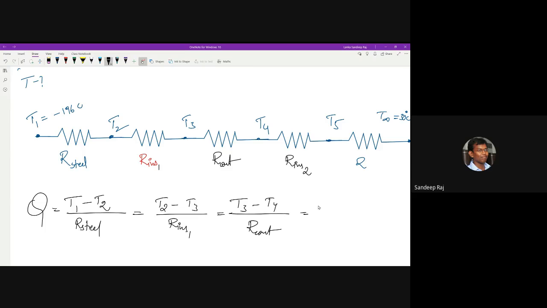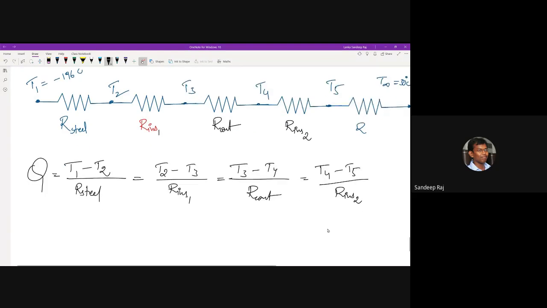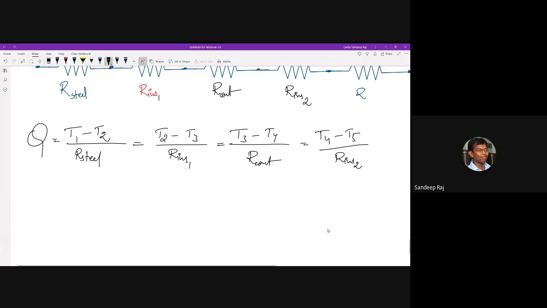You can write it as T4 minus T5 by R insulation 2. So these are the formulas for finding the various T values. Now find out the T2 value using this.